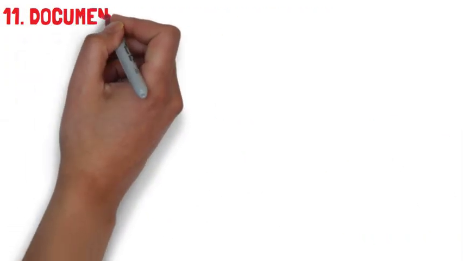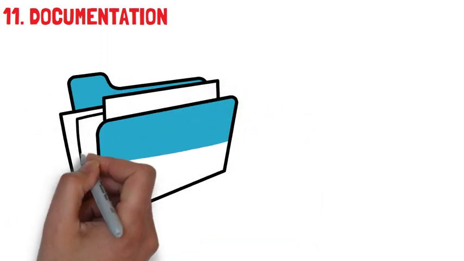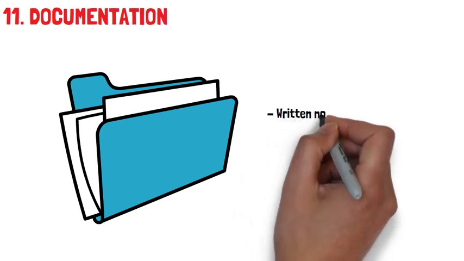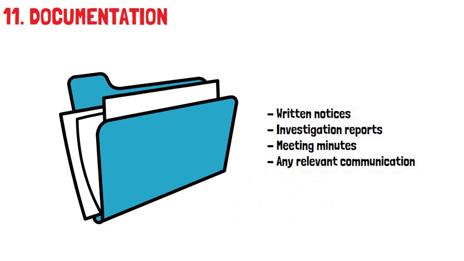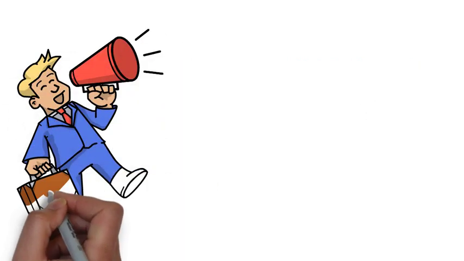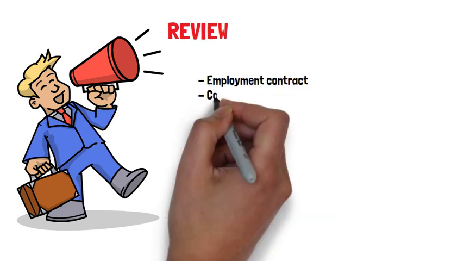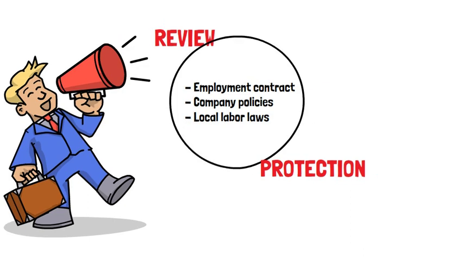11. Documentation. Employers should maintain accurate and complete records of the disciplinary process, including written notices, investigation reports, meeting minutes, and any relevant communication. It's important for employees to be aware of their rights during disciplinary actions and to review their employment contract, company policies, and local labor laws to understand the specific protections they are entitled to.